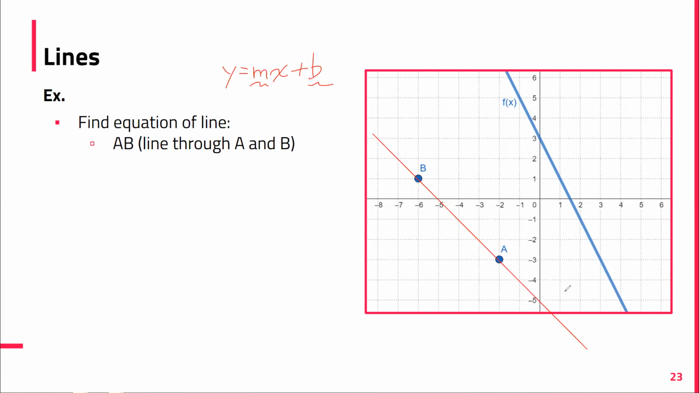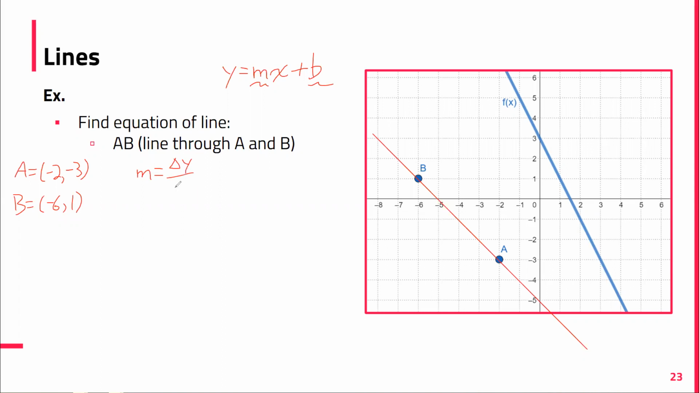Let's do the harder version of this. Let's pretend that we don't have the graph and we just have the points. So we have point A, which is -2, -3, and we have point B, which is -6, 1. That's the only information we have, and we don't want to draw a graph. So how can we use algebra to figure this out? Slope first, okay.